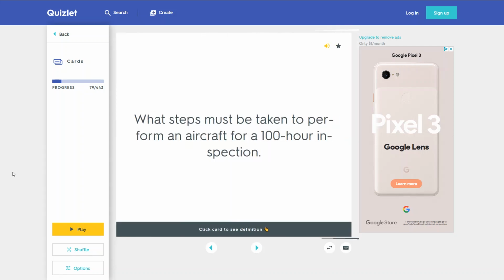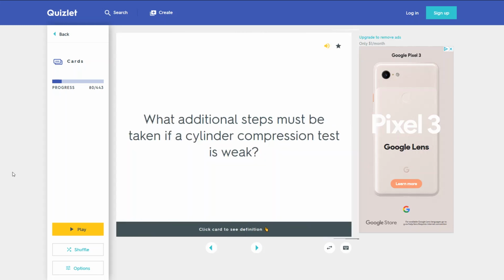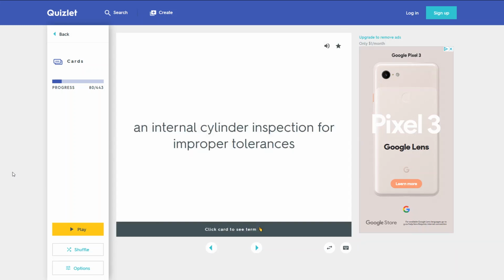What steps must be taken to prepare an aircraft for a 100-hour inspection? 1. Remove all inspection plates, access doors, fairing and cowling. 2. Thoroughly clean the aircraft and engine. What additional steps must be taken if a cylinder compression test is weak? An internal cylinder inspection for improper tolerances.